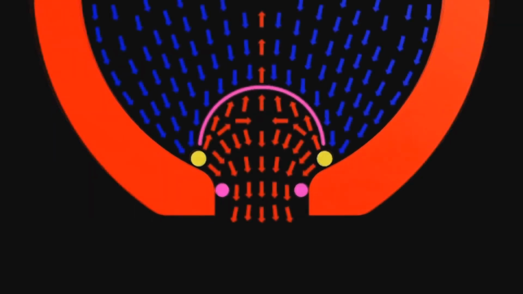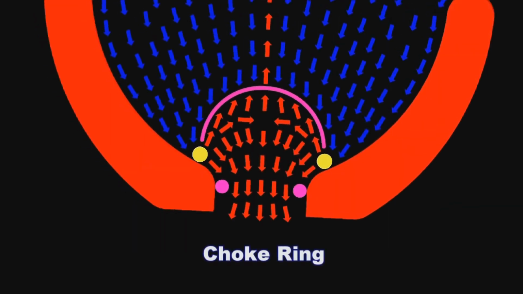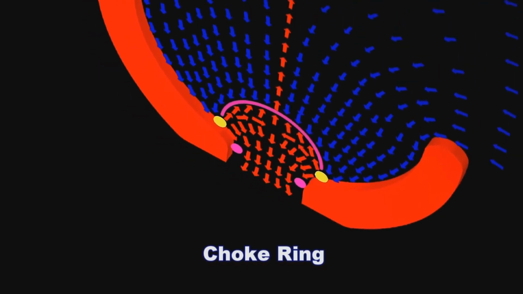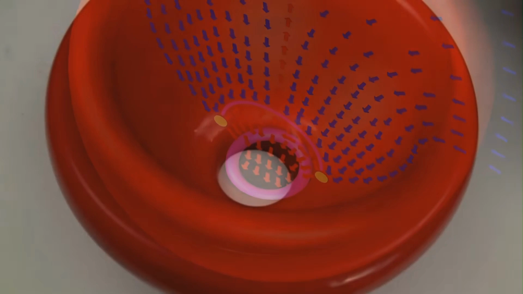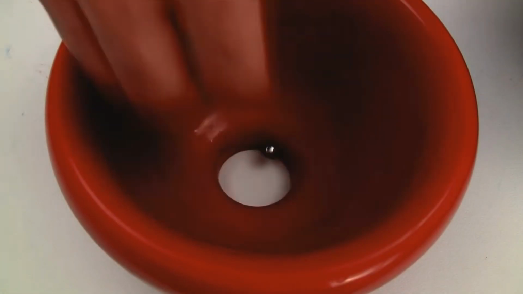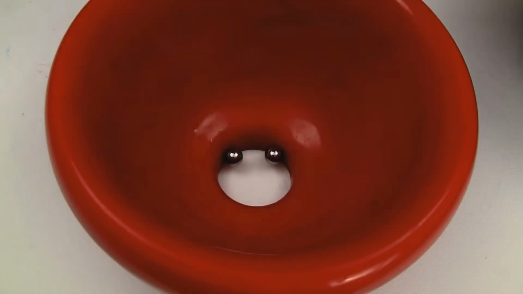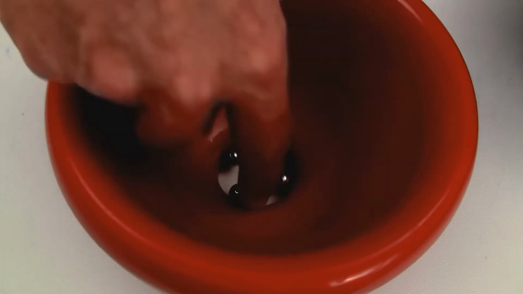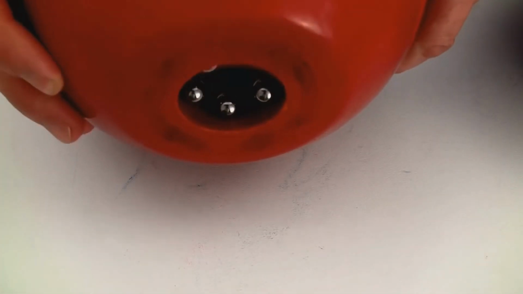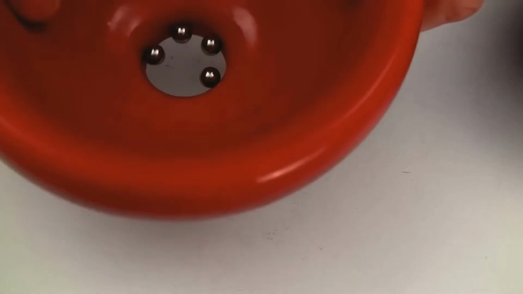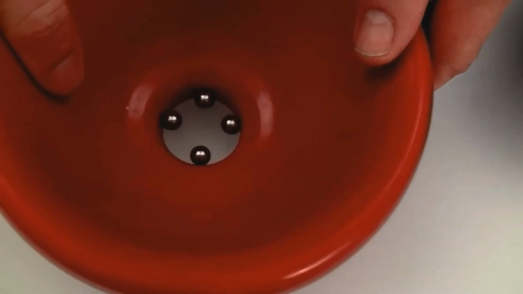Now we will take a look at the function of the choke ring. Shown here are steel balls that are held in place at the choke ring. The balls are free to rotate around the choke ring, but they resist exiting out the bottom of the bowl or going back up into the bowl. The flow of matter is choked at the choke ring, which is why I call it the choke ring.